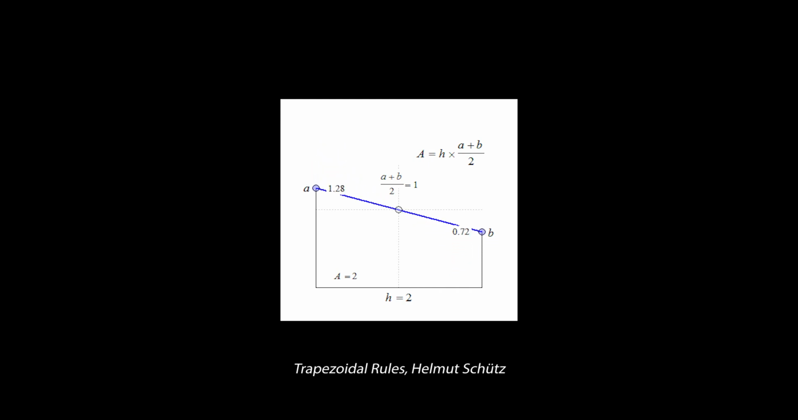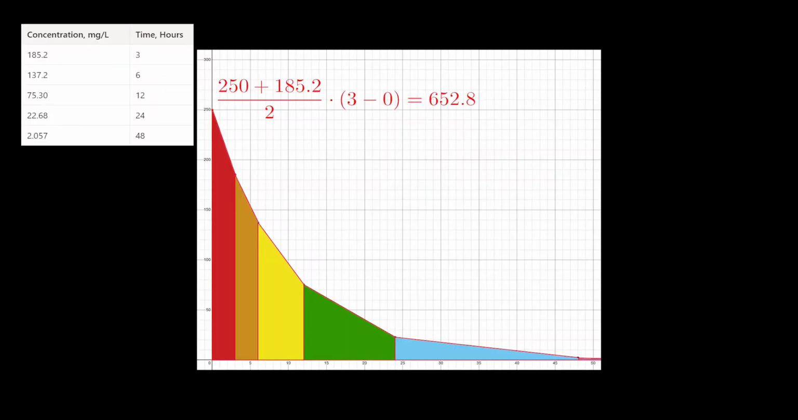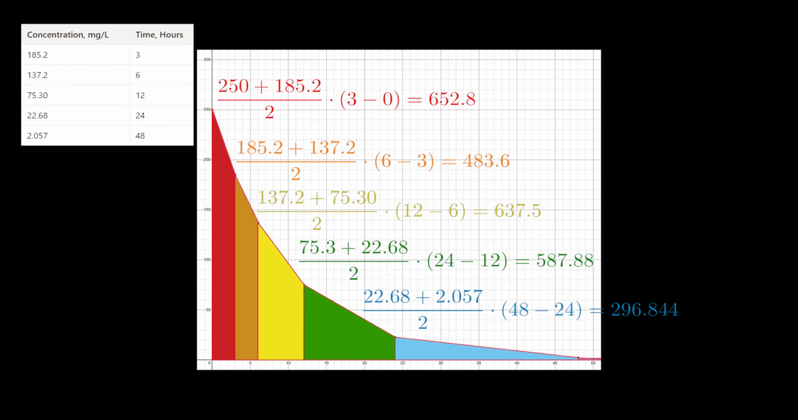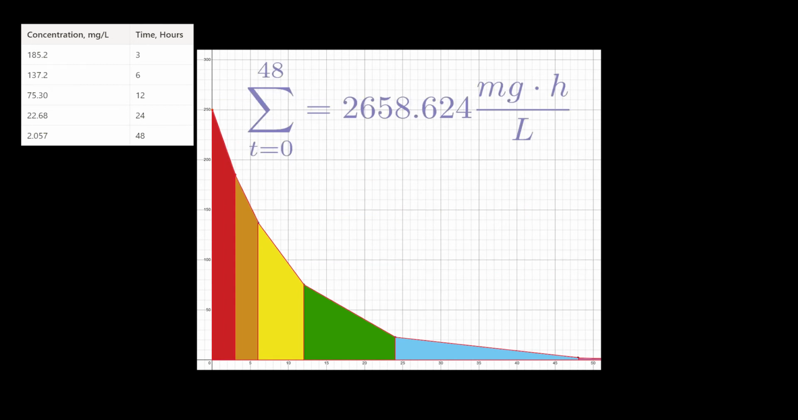For our first trapezoid, we take the average of the two concentrations and multiply by the time elapsed, which is 250 plus 185.2 divided by 2 to get the average, multiplied by 3 hours elapsed. The area of this trapezoid is 652.8 milligram hours per liter. The rest of the trapezoids are formed in a very similar way. Now we just need to add these up to get our area from 0 to 48 hours.